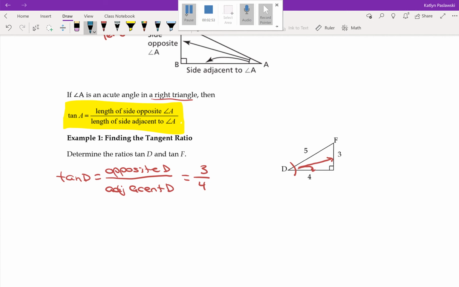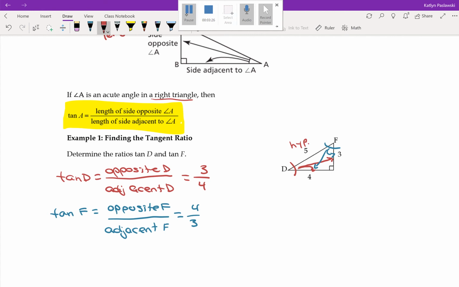Now let's look at tan F. So we're looking at the triangle from this viewpoint at letter F. The tan of F is equal to the side that's opposite F over the side that is adjacent F. So in this case, opposite is 4 and adjacent is 3. So it's 4/3. And we call this side here, which is not used in the tan ratio, our hypotenuse, and that's always found directly across from the right angle.